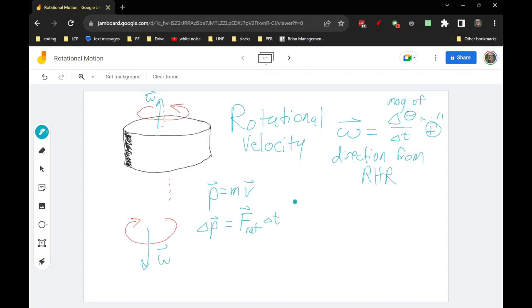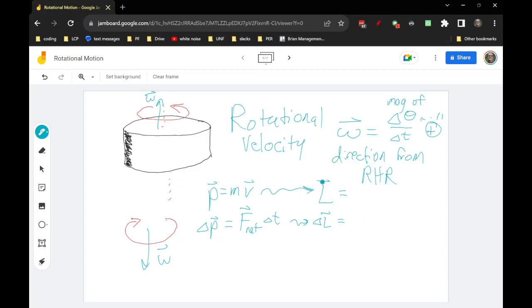Well, it turns out we need to do something similar for rotational motion. We need to come up with, instead of a linear momentum, a rotational momentum, or angular momentum is the more proper term. And we also need an equation to tell us how angular momentum changes. So first, let's define what angular momentum is.